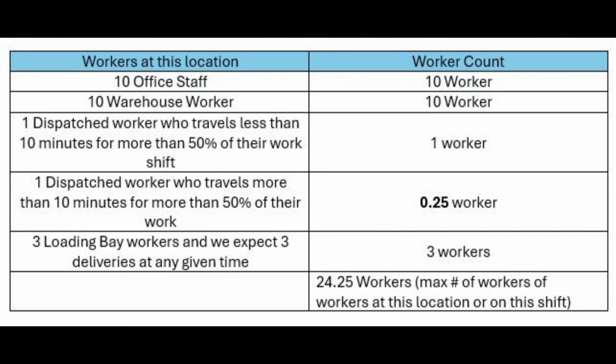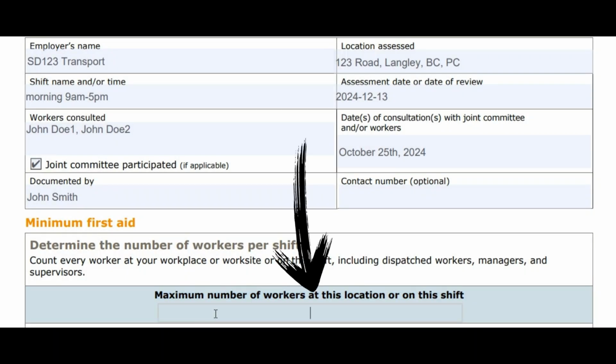Remember, we need to account for all people on our shift, including transient workers. These workers might be present at your work location. For example, if you are expecting 3 deliveries during that shift, account for 3 workers. As you can see, we have accounted for office and warehouse staff, workers that travel less than 10 minutes, and transient workers, giving us a total count of 24.25 workers for this shift. Add the total workers at this location or on this shift here.